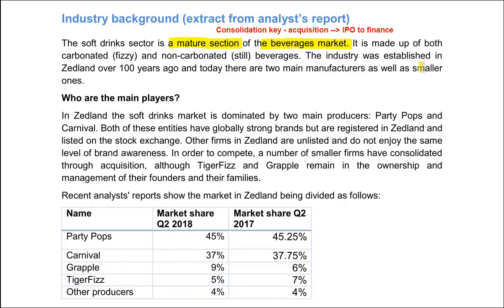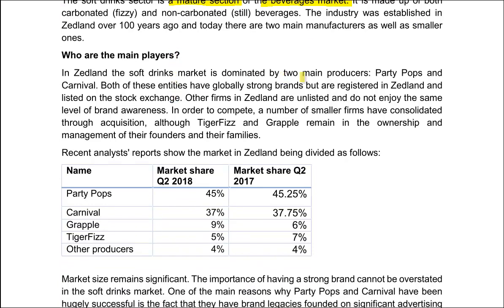And importantly, the page goes on to say that the industry was over 100 years old in Zedland, and there are two main manufacturers as well as smaller ones. So who are the main players? And that is not Grapple, it seems. Party Pops and Carnival. So these companies are, to my mind, just having a quick glance down here, your Coca-Cola and PepsiCo. So when we consider how this industry is, we can see that Grapple is third and a lot smaller than the two huge players in the market.